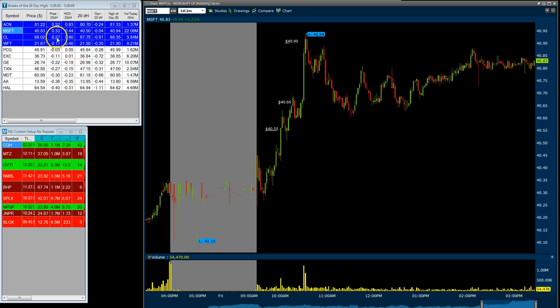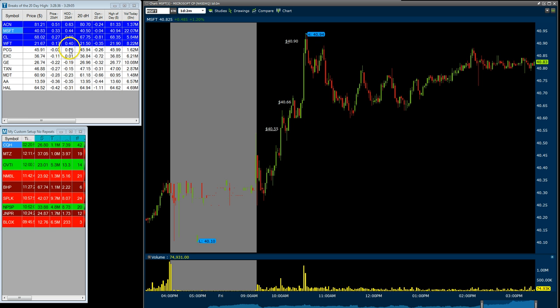But this price minus the 20-day high is telling me right at this point where the stock is in relation to the 20-day high. So the stock is sitting at 21.67. The 20-day high is 21.50. So obviously it's 17 cents above. That's why this is still blue.